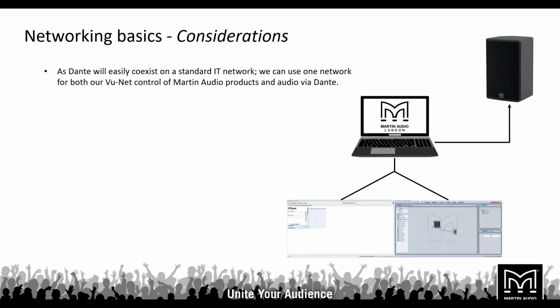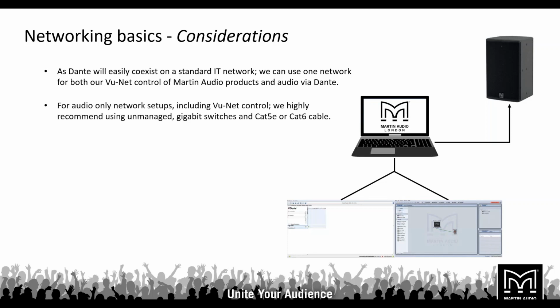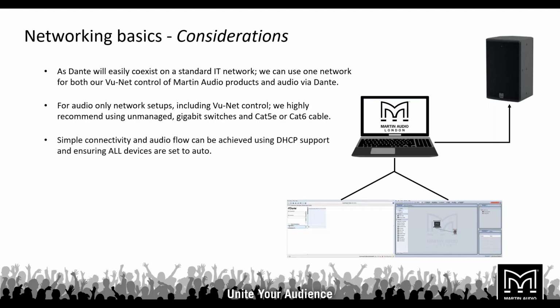So a couple of considerations when we're looking at setting up a network for Dante and indeed for VNet control. They, of course, will easily coexist on a standard IT network. So we can use just the one network for both VNet control and audio via Dante. So for these networks, we recommend using unmanaged gigabit switches with Cat5e or Cat6 cable or higher indeed. And simple connectivity and audio flow can be achieved using DHCP support and ensuring all devices are set to auto.